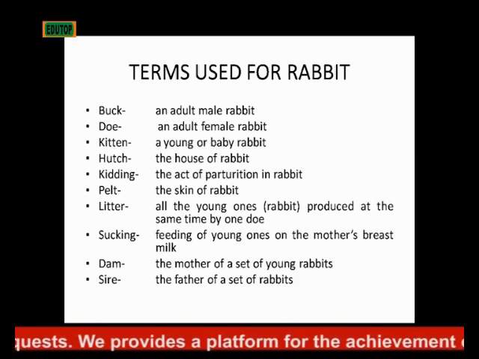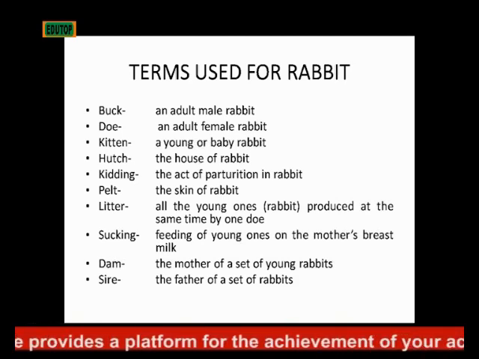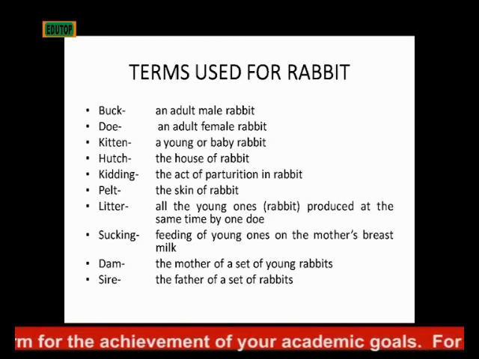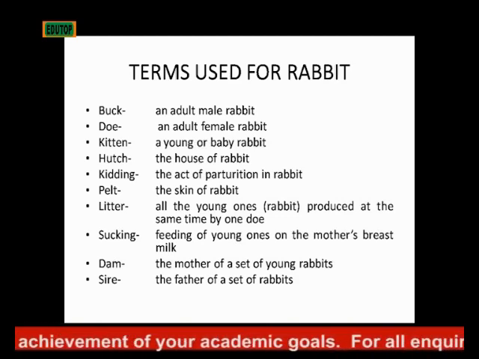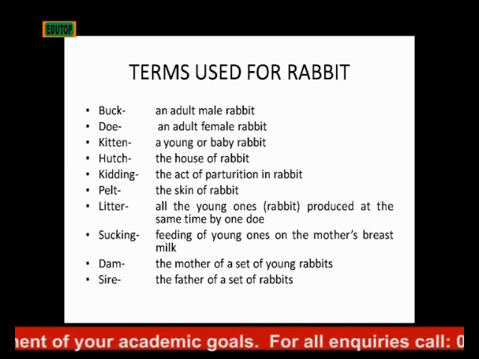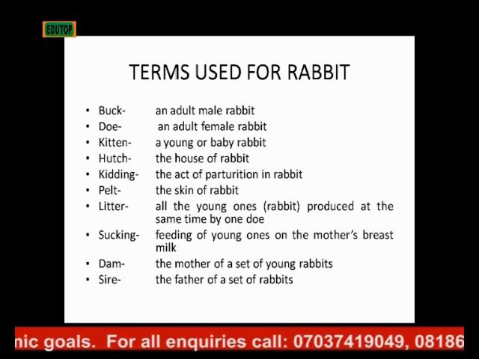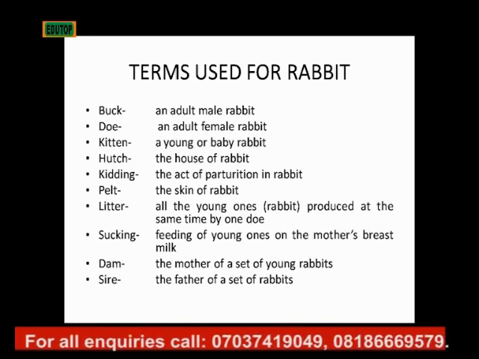Then sucking. Sucking is the feeding of young ones on the mother's breast milk. A dam is the mother of a set of young rabbits. Dam, the mother of a set of young rabbits, like the mother of a litter, is called a dam.